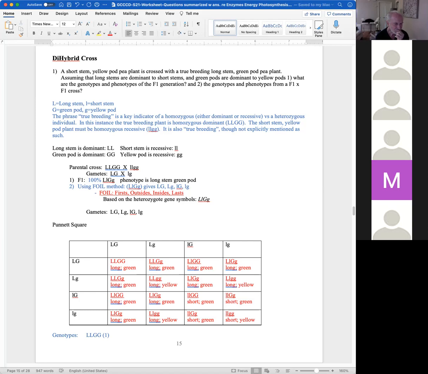Their genotypes are identical. When we use the FOIL method here, if I figure out the gamete combinations, I'm going to end up with 4 different possible gametes that can be produced by each parent, right? A big L, big G, a big L, little g, a little l, big G, and a little l, little g. Does everybody understand how we get those 4 gametes? And I know that the next question deals with this too. So it's obviously an issue for some people. So let's nip it in the bud now.